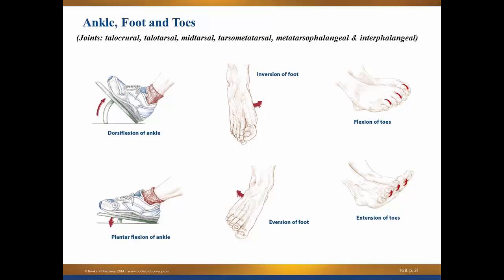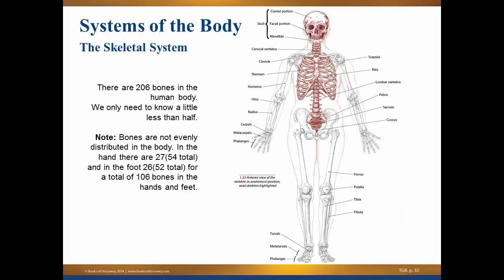I want to briefly review with you the systems, a few systems, not all the systems, just 5 systems of the body. This will sound very familiar as we walk through these systems of the body. This is the skeletal system. There are 206 bones in the human body. However, we only need to know a little over half. I'm not going to name each bone in this slide because we've already talked so much about the bones, but you can see them listed here.